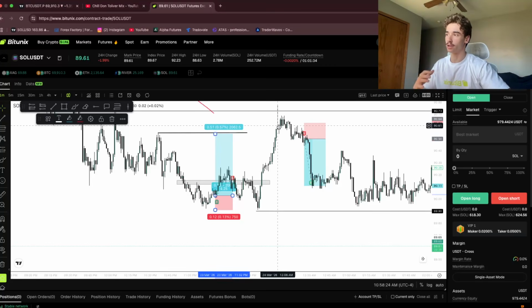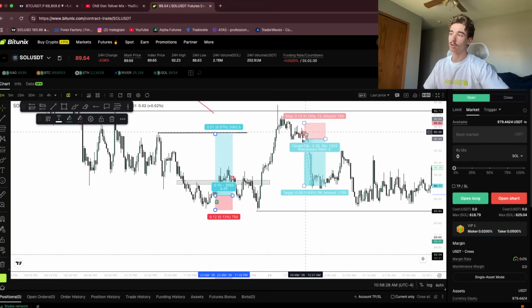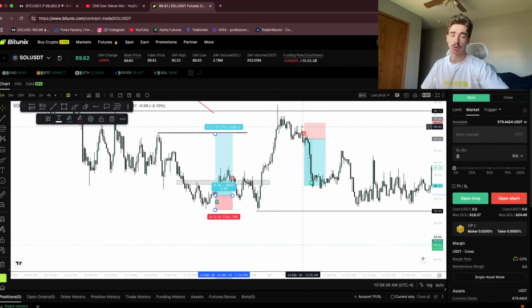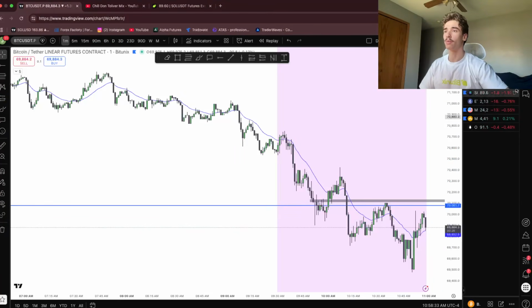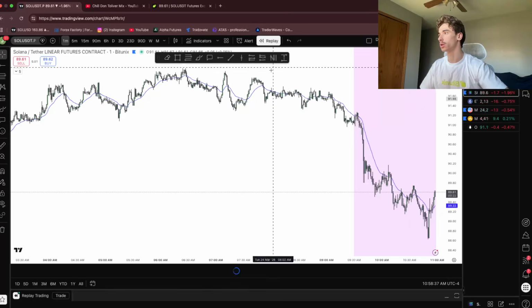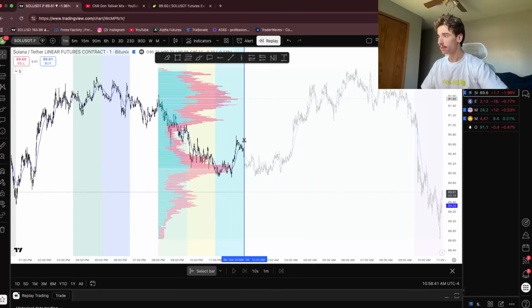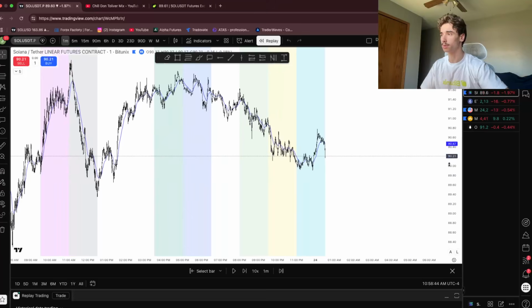Get to the chart, understand time and price. So obviously this was a trade that I took right around midnight. It was just before 12:30. So we're going to hop over to our Solana chart. We are going to delete all of our drawings, go to replay mode, and then we are going to head here to last night where I took my short position.